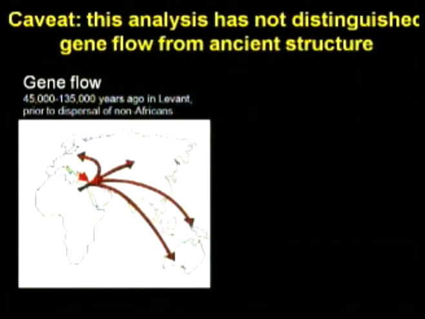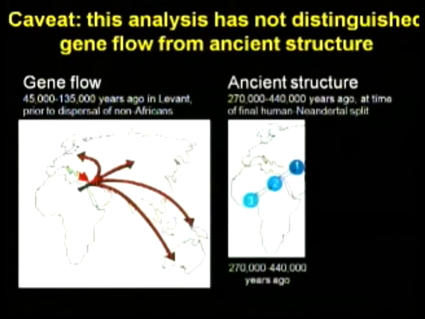The most parsimonious explanation is you're seeing evidence of an interaction here in the Levant before the diversification of non-African populations, after the out of Africa dispersal. It doesn't mean that gene flow in Europe didn't occur, just that we don't have power to detect it. But the other explanation is ancient structure.